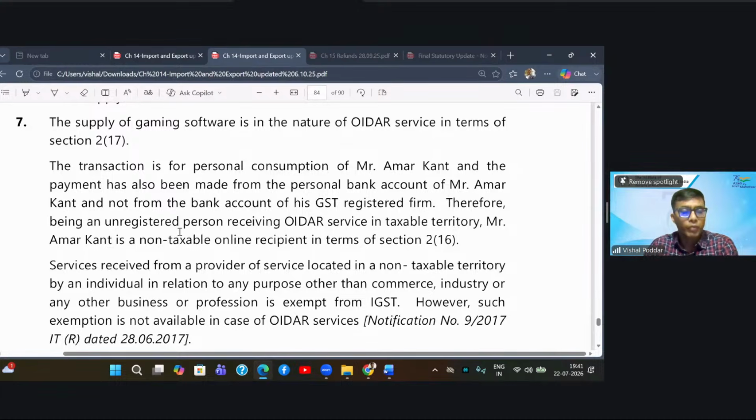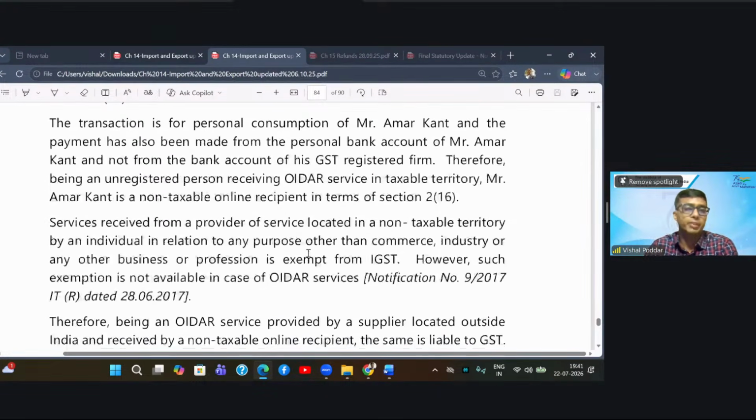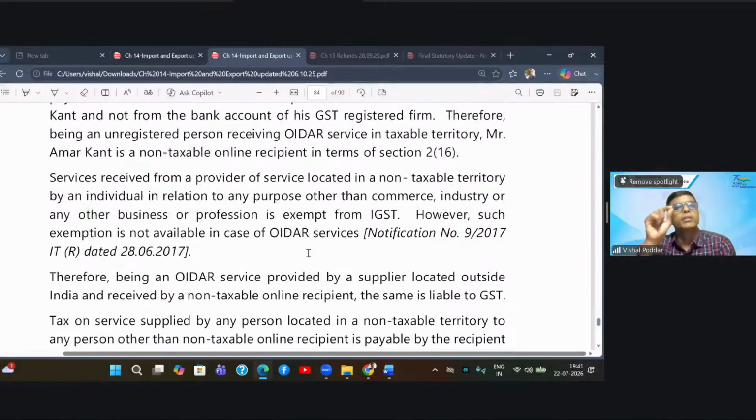Therefore, for the purpose of this transaction, the person will be treated as an unregistered person receiving OIDR services in the taxable territory. So the chartered accountant will fall in NTOR, that is non-taxable online recipient. Please keep in mind, since he has paid from his personal bank account, since he is procuring the service for his home, that is personal use and not for his office, for the purpose of this transaction, the registered individual will also be deemed to be unregistered.